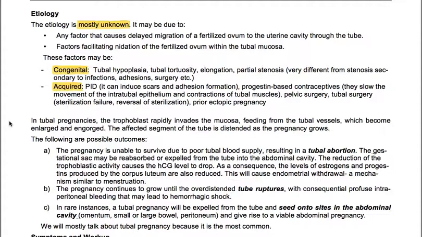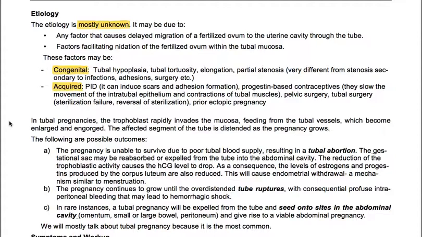The reduction of the trophoblastic activity causes the HCG levels to drop. As a consequence, the levels of estrogens and progestins produced by the corpus luteum are also reduced. This will cause endometrial withdrawal, a mechanism similar to menstruation. Alternatively, the pregnancy continues to grow until the over-distended tube ruptures, with consequential profuse intraperitoneal bleeding that may lead to hemorrhagic shock.